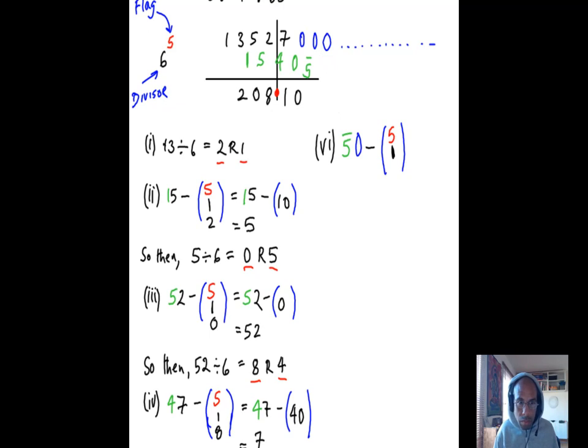Right, let's put that in. And that's equal to minus 50 minus 0. Okay, write down all the stages so that there's no confusion.